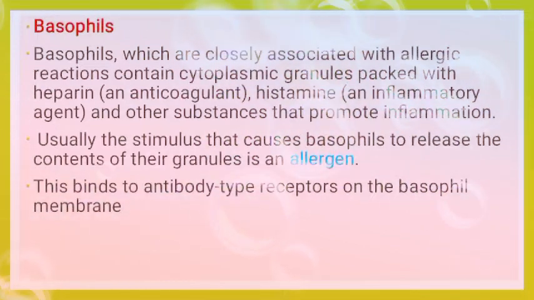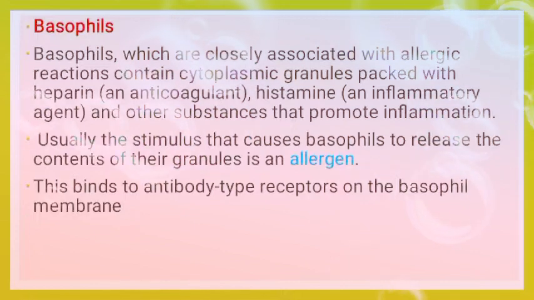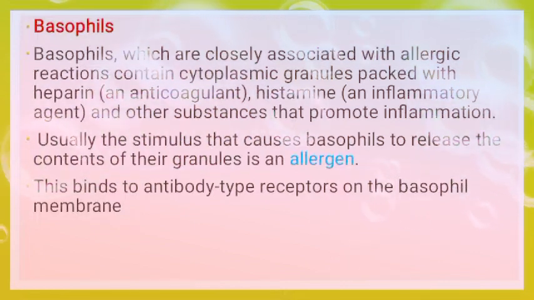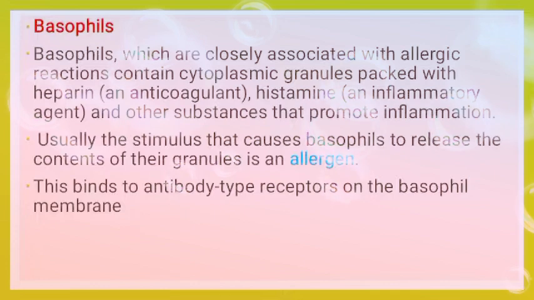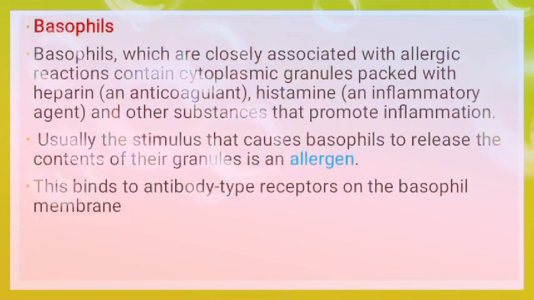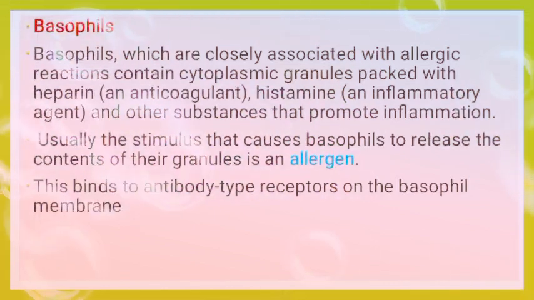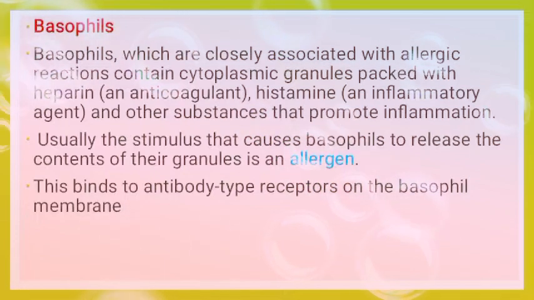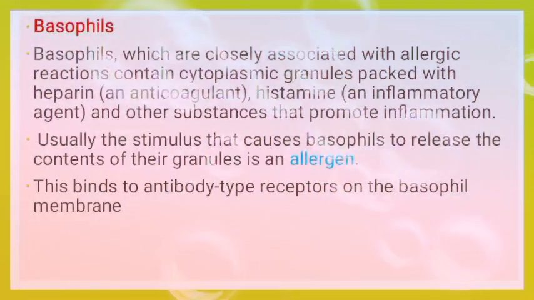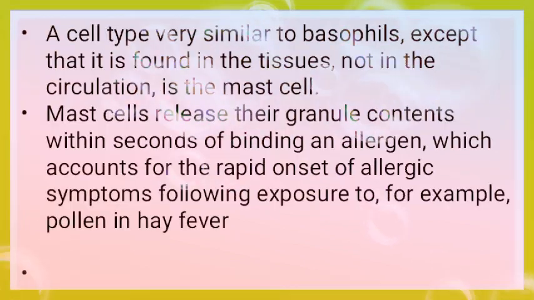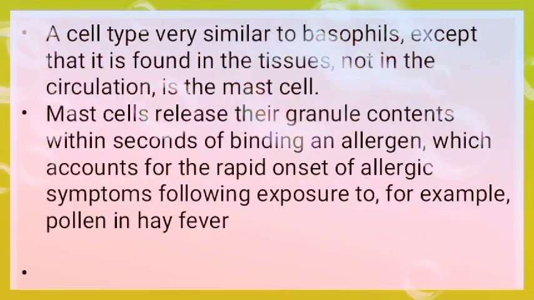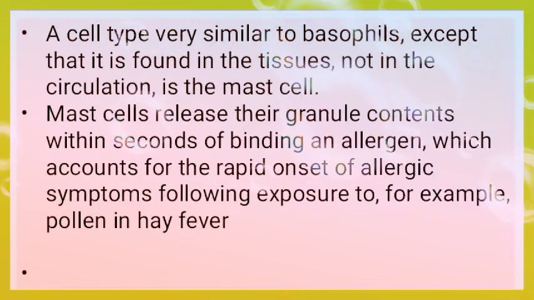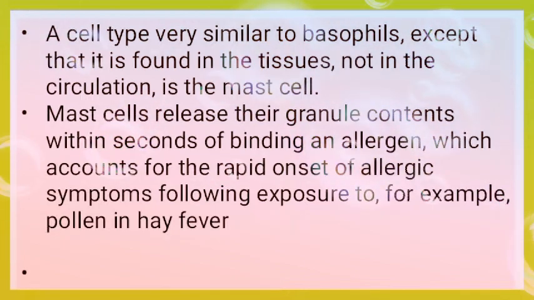But with the basophils, it is what we call an allergen. That's why it is essential for the allergic reactions. So these basophils bind to the antibody type receptors on the basophils' membrane. So this allergen, when it is introduced in the body, is going to be detected by these basophils by attaching to it, and the basophils are going to enhance their mechanism of attacking the foreign invaders that can be introduced into it.